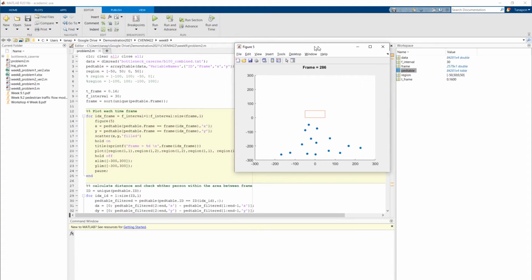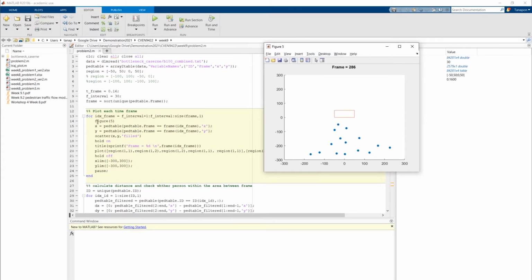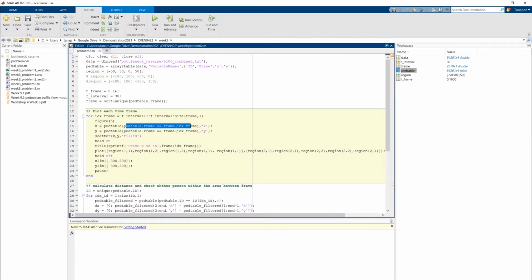Let me run through this. We create a figure called figure 5, and then we extract the x values from the data frame that satisfy the condition that the frame must be in the frame based on this index, starting from frame 286, the first frame. We do the same thing for y. Now we have x and y, and then we can do a scatter plot for all the points that we extracted.